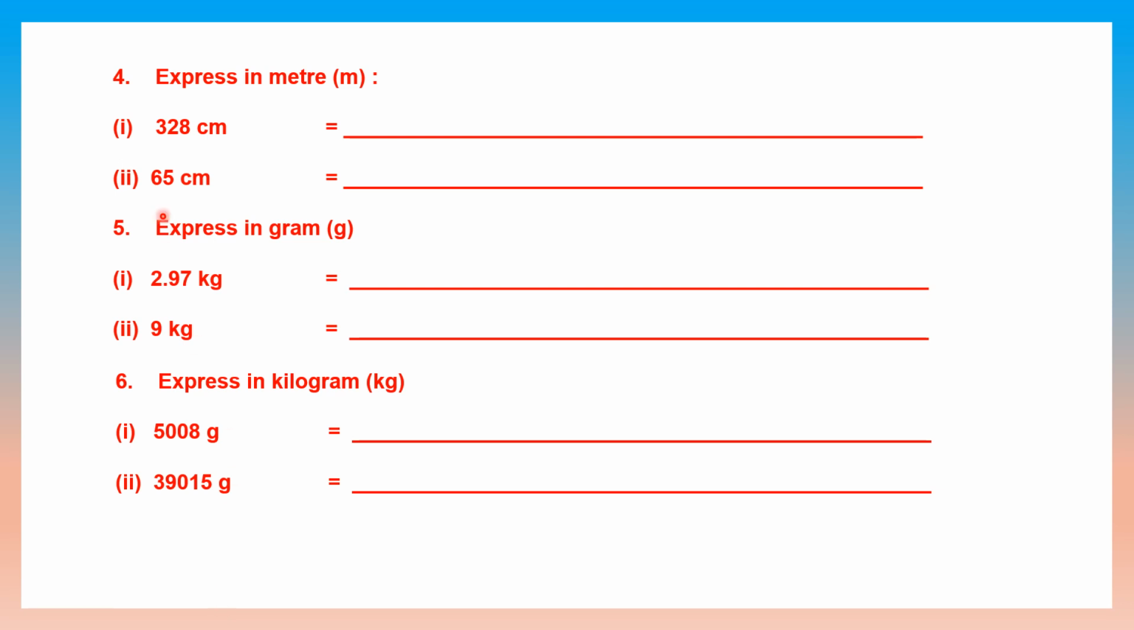Question 4. So 4, 5 and 6 are given to you. Work out all the answers and then check it with my answers. Question 4, express in meters, and what is given to us is centimeters. So we're converting from small to big this time. 100 centimeters make 1 meter. So when you're converting from centimeter to meter, you divide by 100. So 328 centimeters divided by 100.